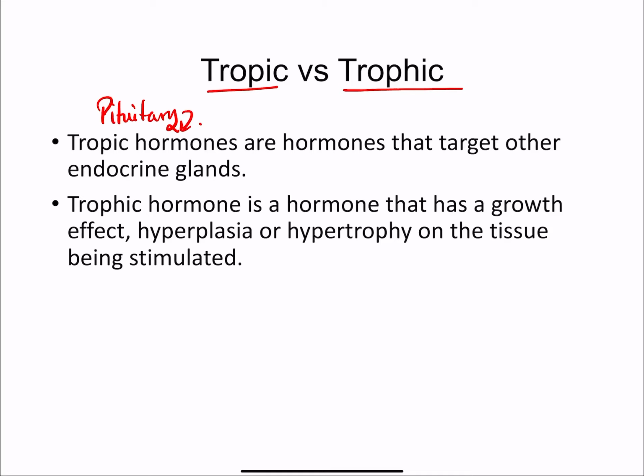Okay, and then we also have what we call trophic hormone. A trophic hormone is a hormone that has a growth effect, either hyperplasia or hypertrophy, on the tissue that's being stimulated. So remember, we talked about hyperplasia and hypertrophy in the last lecture. So a trophic hormone will increase the size typically of the organ that's being targeted. Okay, so we have tropic and we have trophic. This is a great exam question I will ask you. And a hormone can be tropic and trophic at the same time.